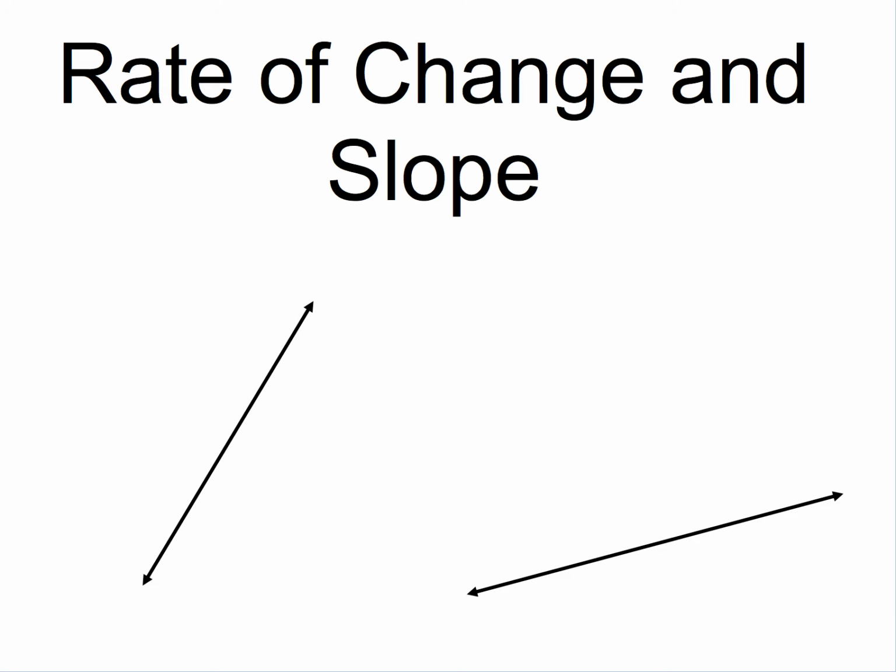Today's lesson is on rate of change and slope. Before we get started, I want you to understand what we're referring to when we talk about slope. Slope is the steepness of a line. So here we have a very steep slope, and here it's not as steep.